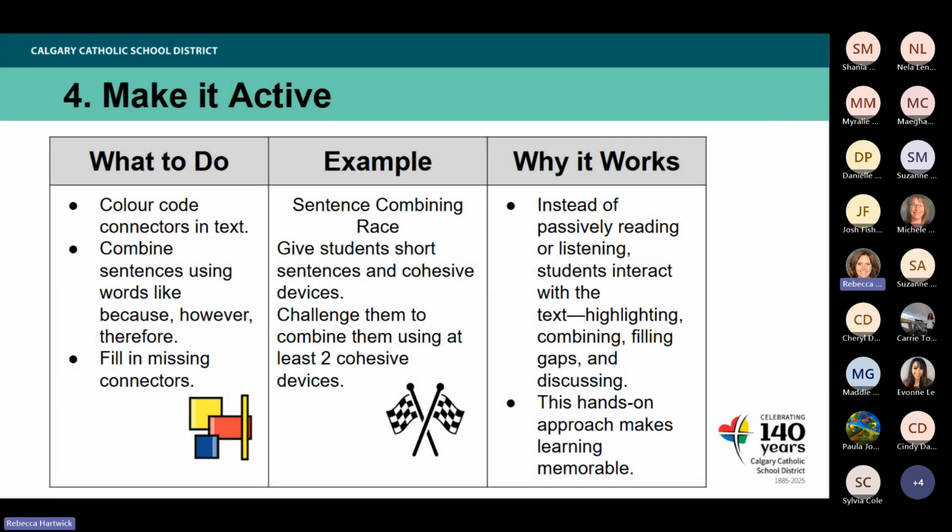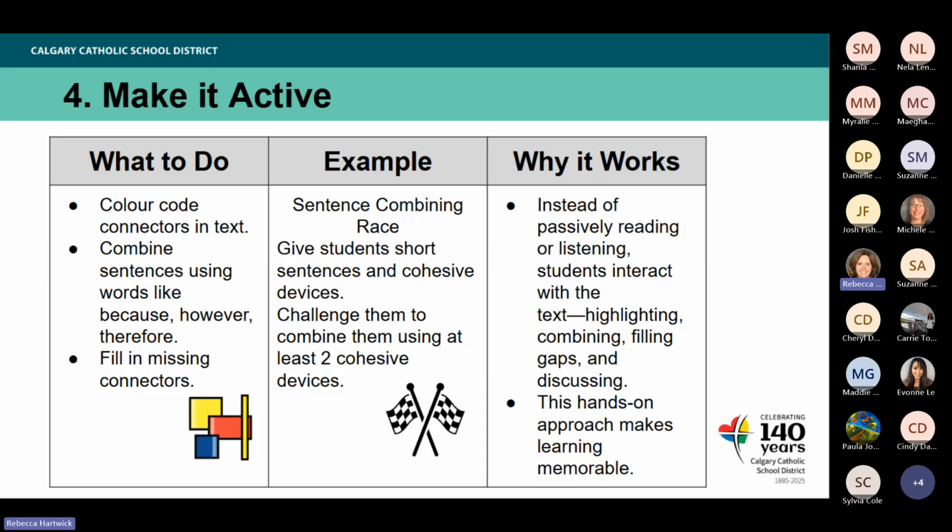Moving on to number 4, which is make it active. So what to do: color code connectors in text, combine sentences using words like because, however, therefore, and then fill in missing connectors. So kind of a fill in the blank situation. An example here could be a sentence combining race. Give students short sentences and cohesive devices. Challenge them to combine them using at least 2 cohesive devices.